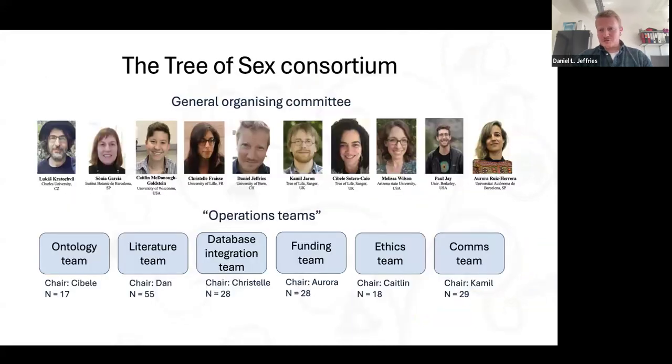And this consortium is organized to some extent by the General Organizing Committee, of which there are 10 of us. And most of us also are chairing one of the six what we call operations teams that organize the consortium, work in the consortium at a more modular level. These teams fit quite nicely into two main categories. One is the real hands-on, get the work done operations teams. That includes building the ontology, identifying literature, and databases that we might integrate into the Tree of Sex database. And then three teams, the funding team, the ethics team, and the comms team, whose work links into all the activities of the consortium.